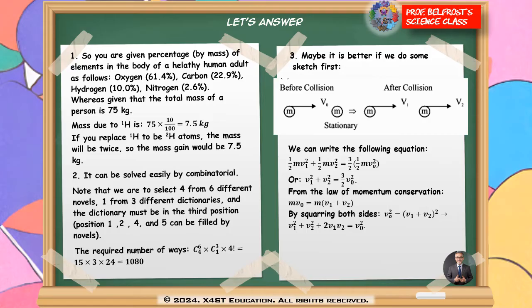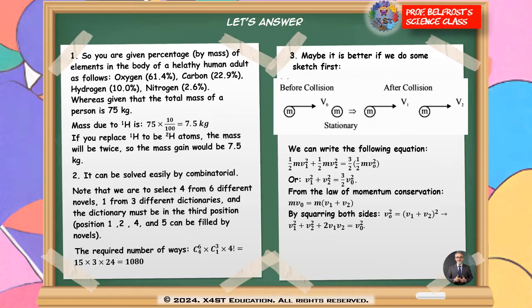So you have the combinatorial 6 choose 4, that means choosing 4 out of 6 novels. This is the binomial 6 choose 4, that is for the novels. For the dictionary, the selection is 3 choose 1, okay? The binomial 3 choose 1.